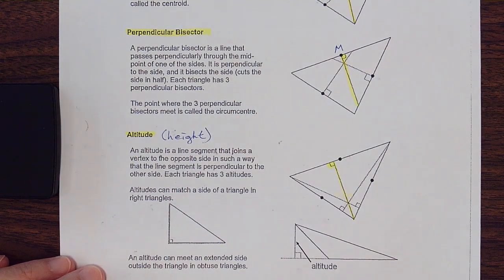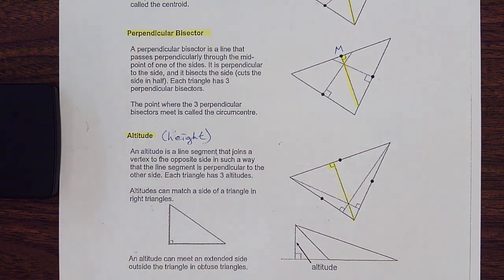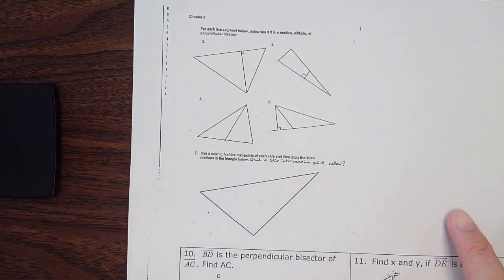So altitude is also the height of a triangle. Those are the 3 main things you need to know for today's lesson. So let's classify these then on the back.